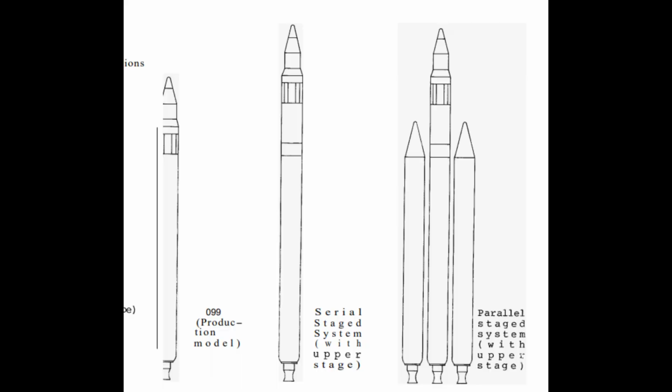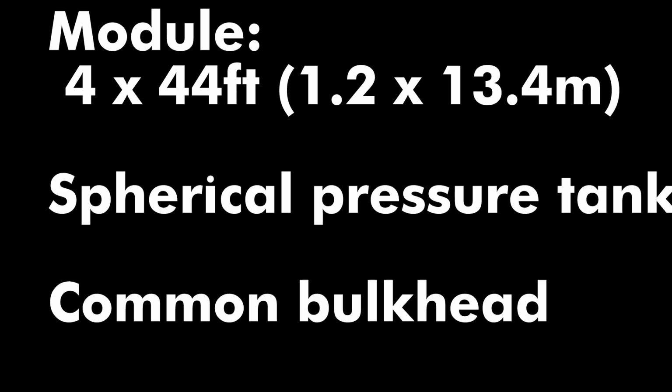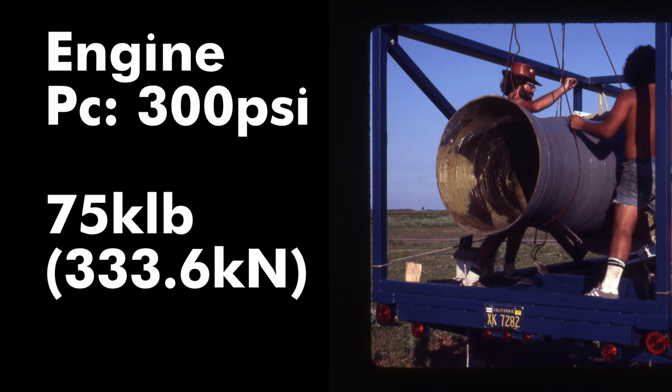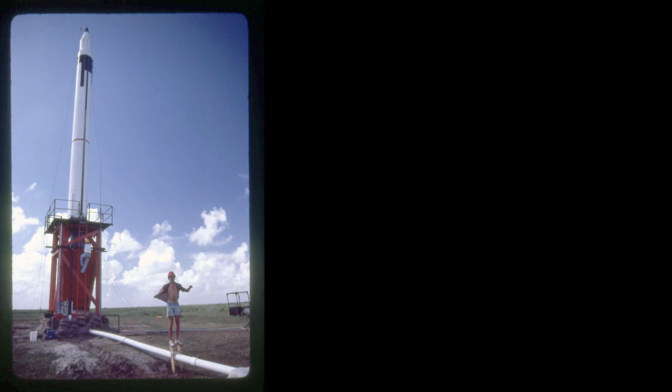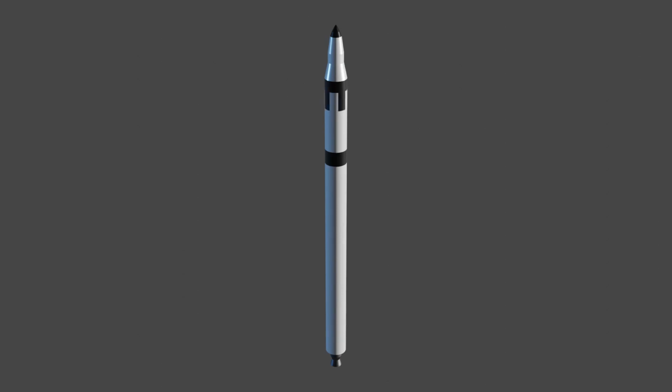Percheron's basic design is hard. Here's what the paper says. The module is 4 feet wide and 44 feet long. A spherical pressure tank is at the top, and a common bulkhead is used. The engine runs at 300 psi with 75,000 pounds of thrust. Tanks are designed for 350 psi and plan to be made of S2 glass. That's it. The rest I did through simple estimation.